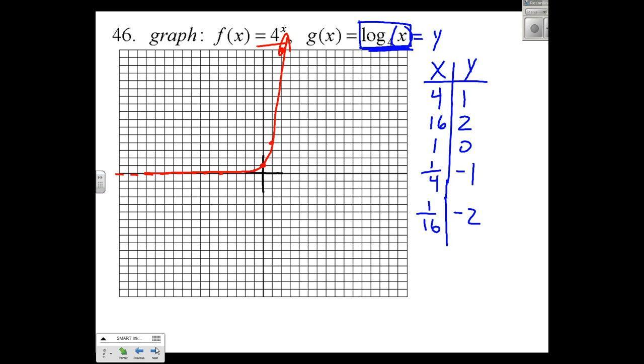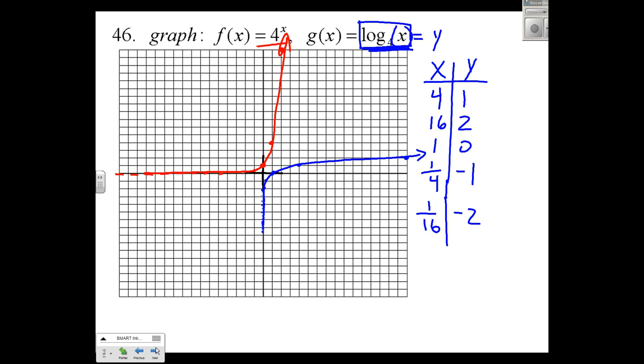Let's plot those. 4, 1. 16, 2. Let's go with 1, 0. Let's go with 1/4, negative 1. 1/16th, negative 2. Oh, seems like this might be an asymptote right along here.